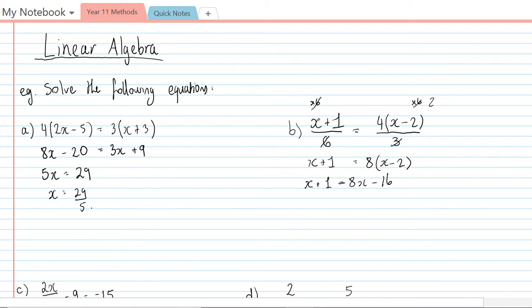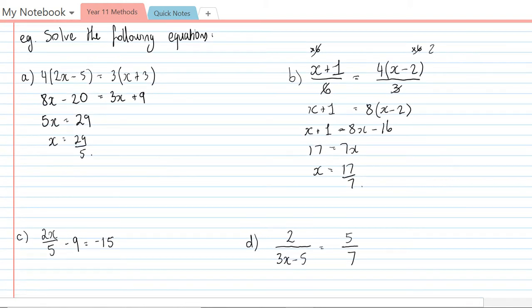And then I'm going to move all the x's to one side, move all the numbers to the other. So I'm going to first take away x and add 16. So 17 equals 7x. And then dividing by 7, going to get x equals 17 on 7. Again, leave it in that exact form.